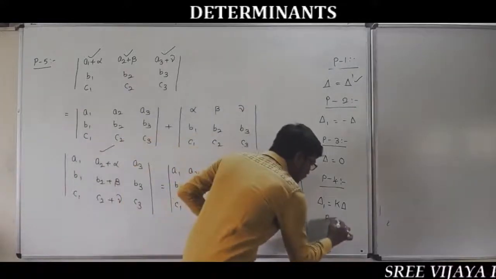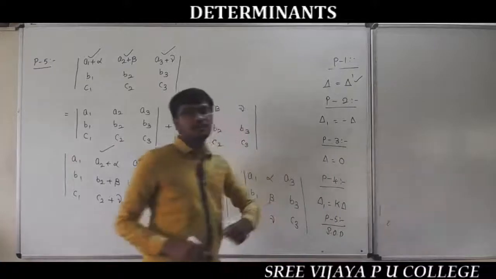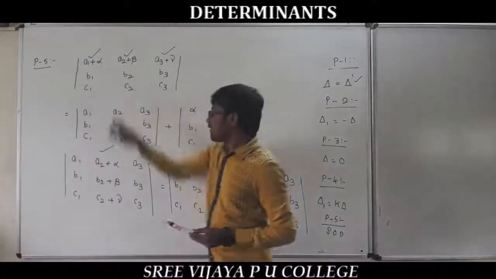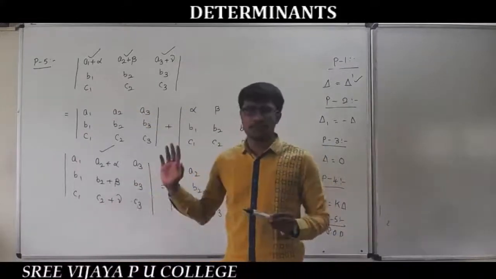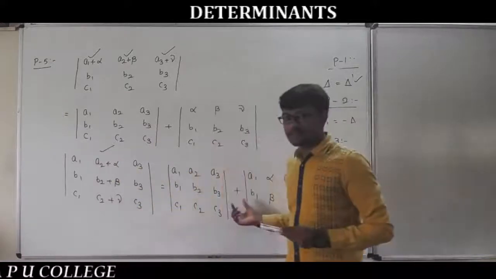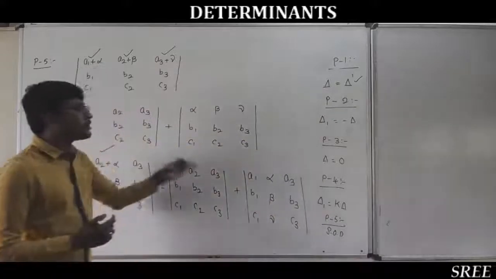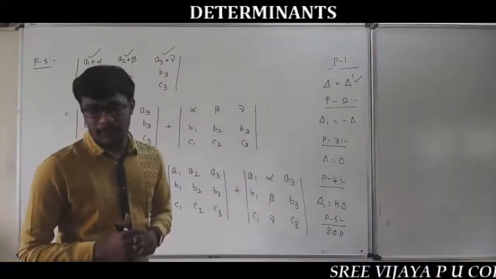So what is property number 5? It is the splitting of the determinant. If a row or a column can be expressed as a sum or difference, whatever it may be, if it is plus, you write plus here, and if it is minus, you write minus here. So it is expressed as a sum of two or more terms, then the given determinant can be split into two or more determinants. It is property number 5. Okay.